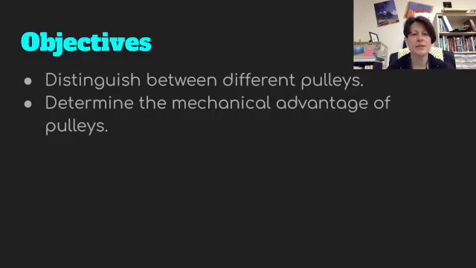So our objectives today were to distinguish between different types of pulleys. We had the fixed pulley, the movable pulley, and then the combination of the two called the block and tackle, and to determine the mechanical advantage of pulleys. And we do that by counting the number of ropes supporting the load, and we do not count that last rope that gets pulled down. We do count it if it gets pulled up.